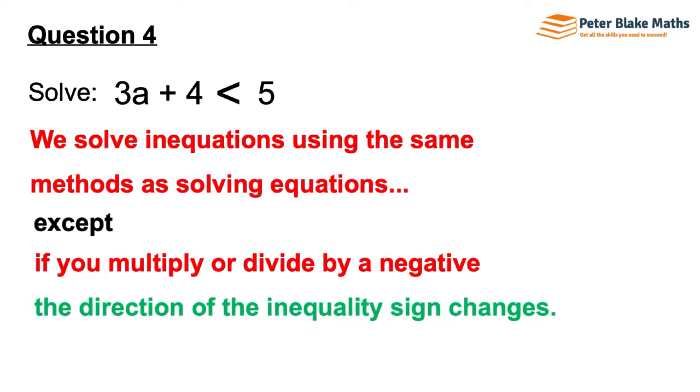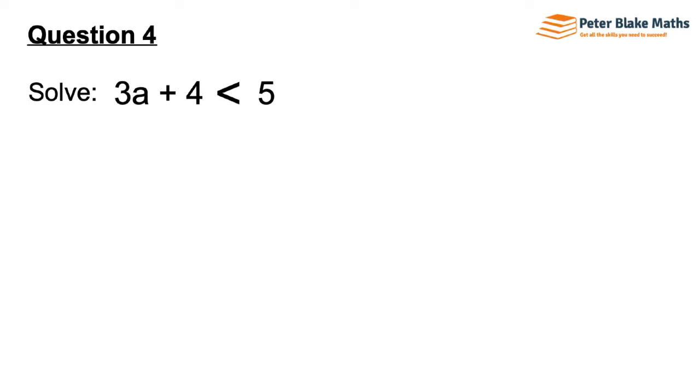We solve inequations using the same methods as solving equations, except watch out if we multiply or divide by a negative, because if we do, the direction of the inequality sign changes. Okay, we want to get the a on its own, so we're going to move the 4 first. The opposite of a plus 4 is a minus 4, so we're going to minus 4 both sides.